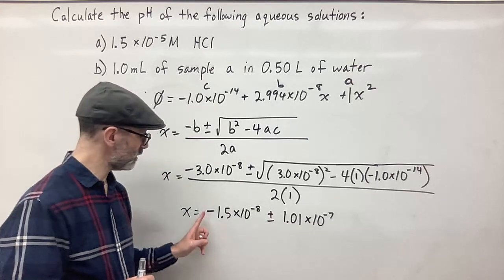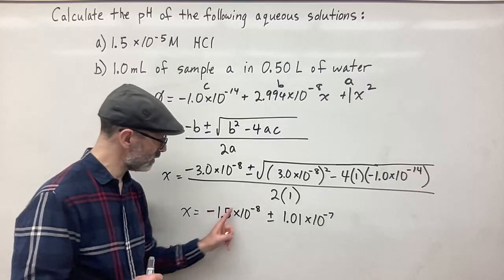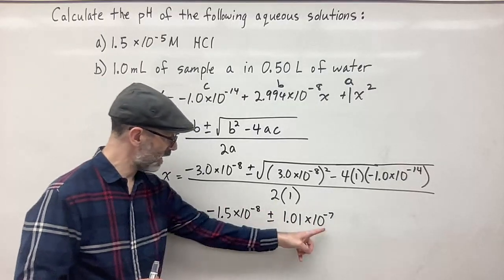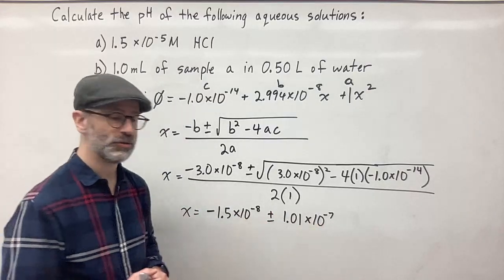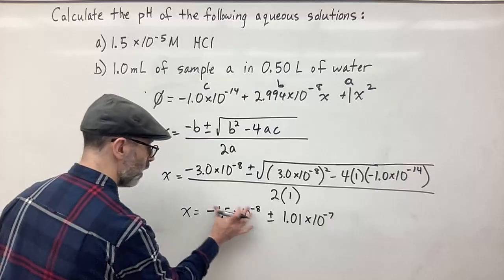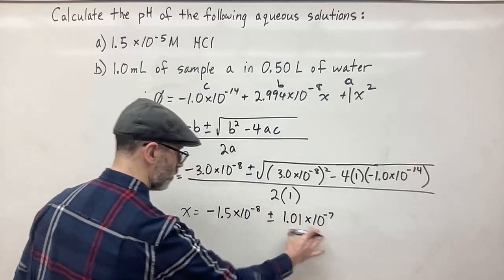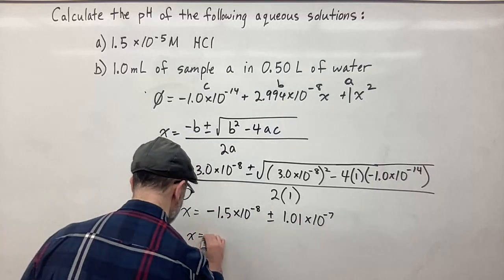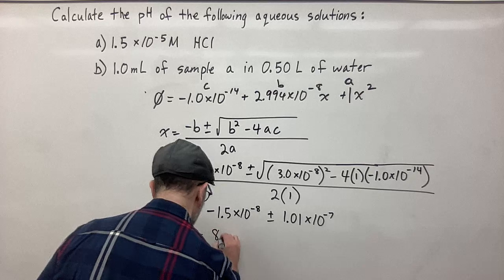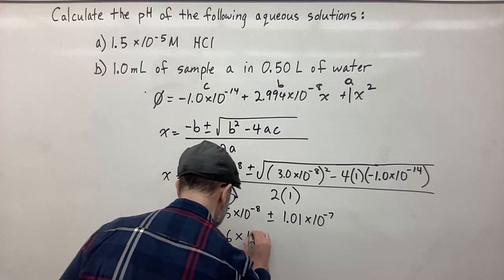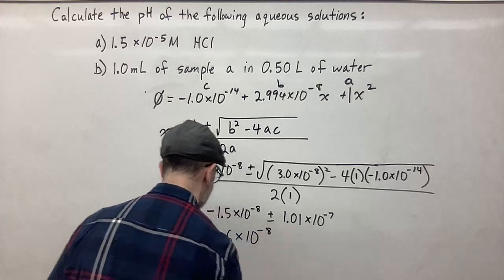So what we're going to have to do is subtract this from this. We're going to have to add this amount to this amount. Since this is larger, we're going to end up with a positive value. And so when we take this number and we add this number to it, we get x is equal to, let's see, 8.6 times 10 to the negative 8.